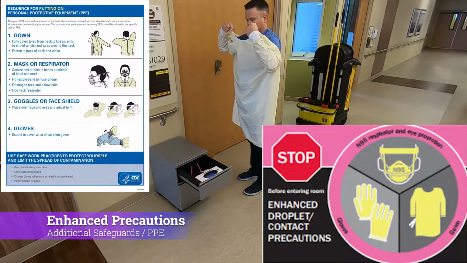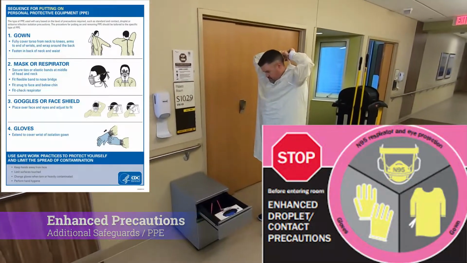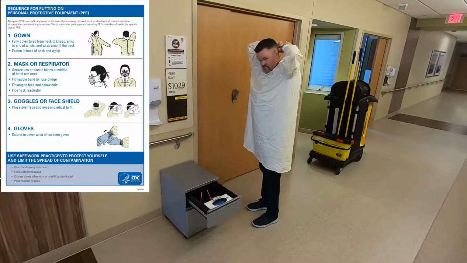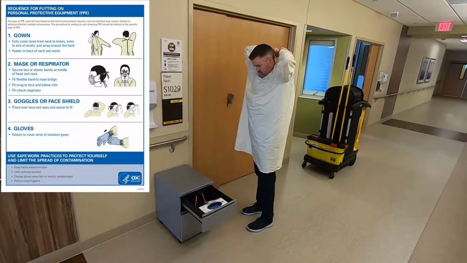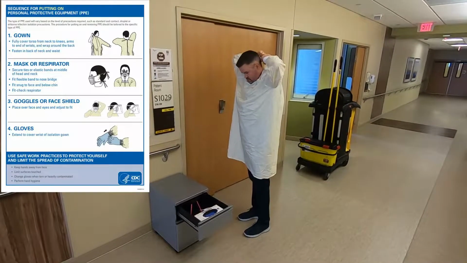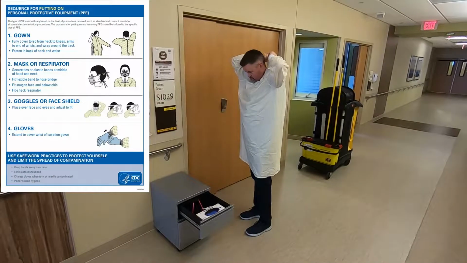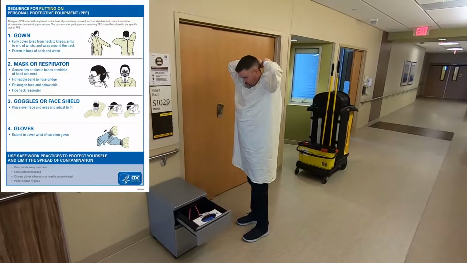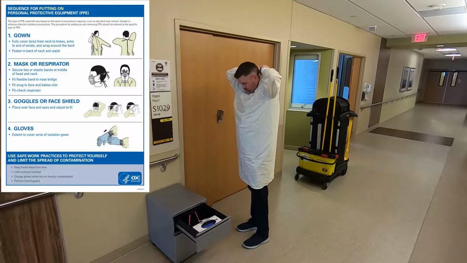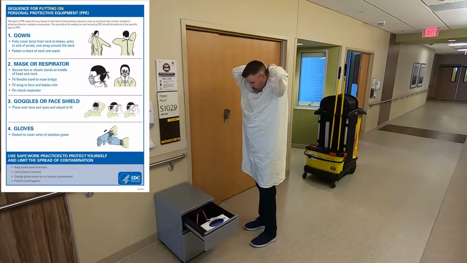The type of PPE used will vary based on the level of precautions required, such as standard and contact, droplet or airborne infection isolation precautions. The procedure for putting on and removing PPE should be tailored to the specific type of PPE used.